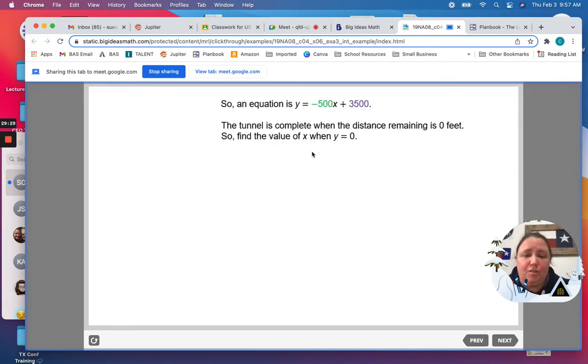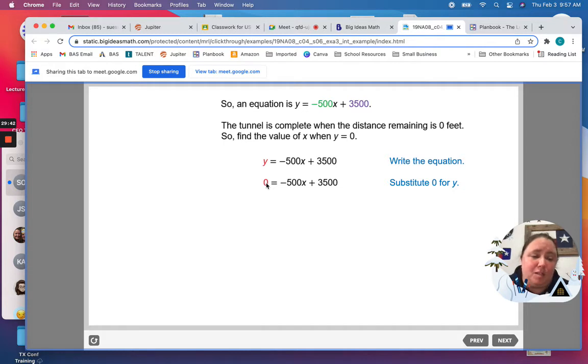Oh, in fact, they want us to do that. It says, the tunnel is complete when the distance remaining is 0. So the tunnel is finished when y equals 0. So you just plug in 0 here where the y is and solve, and that'll tell us how many months we have left. Okay, so how do I solve for x here? What's my first step? Subtract 3,500. Yes, subtract 3,500 over to the other side. Then I've got to get rid of this 500 here. How do I do that?